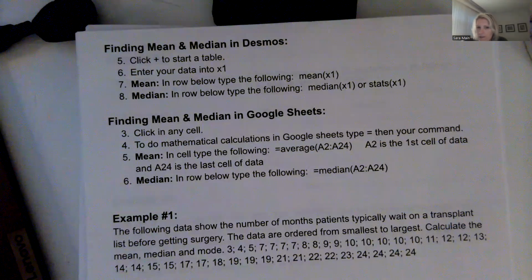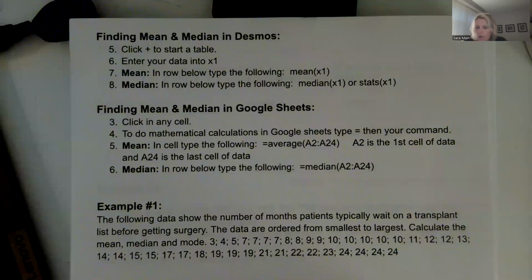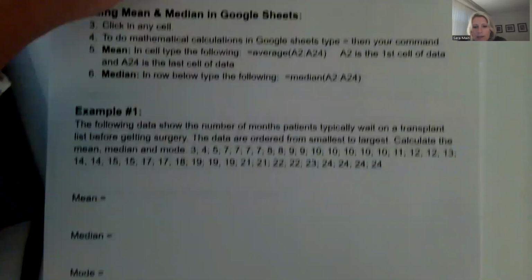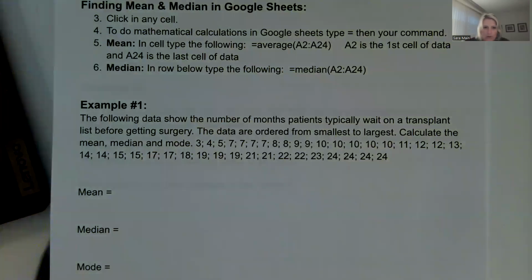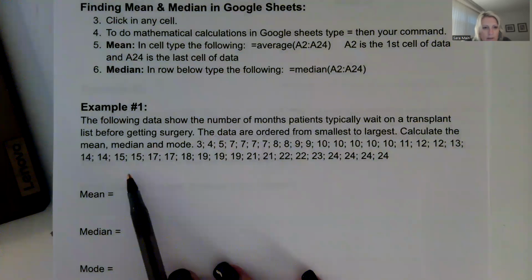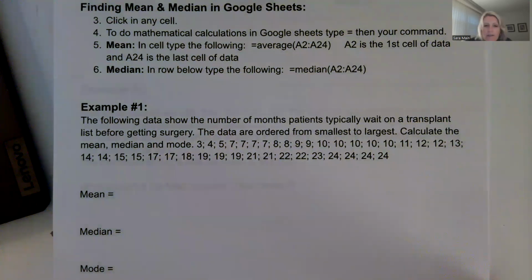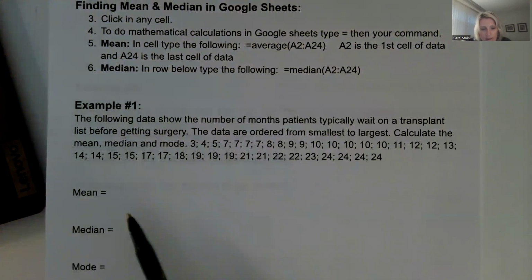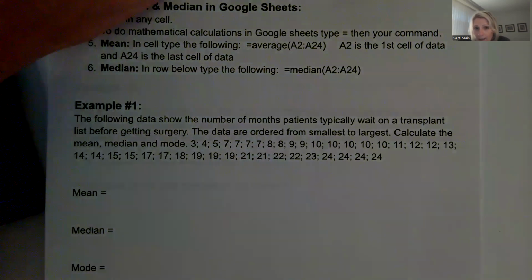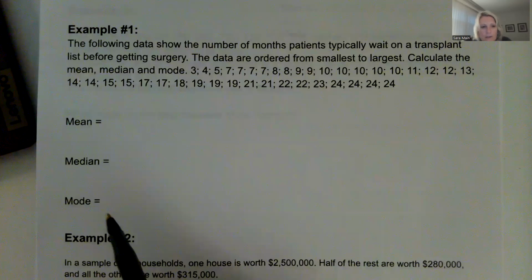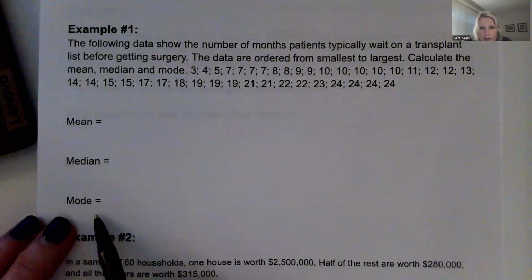Okay, so let's look at example one. Example one says the following data show the number of months patients typically wait on a transplant list before getting surgery. The data are ordered from smallest to largest. Calculate the mean, the median, and the mode. So we already have the data in a Desmos link that you can find in Canvas. The only one that you cannot do in Google Sheets or in Desmos is the mode. You have to hand count that.